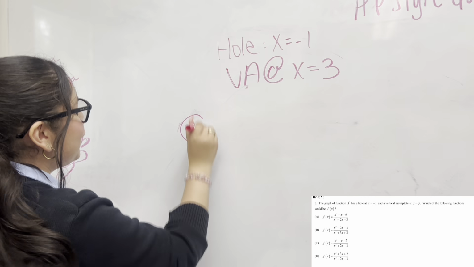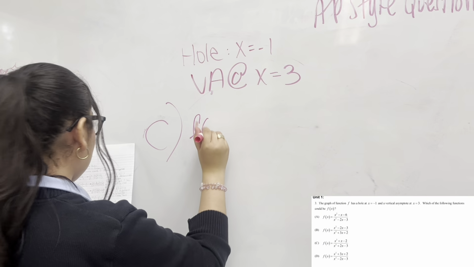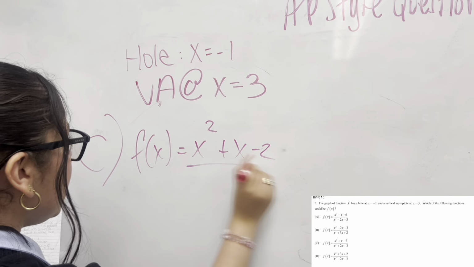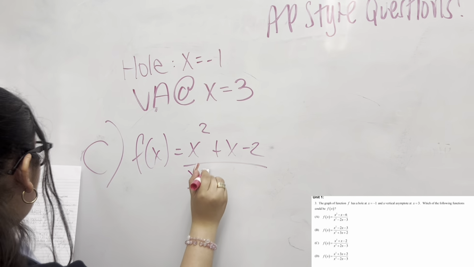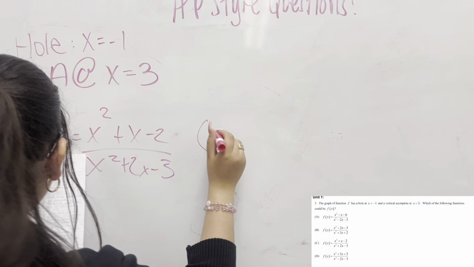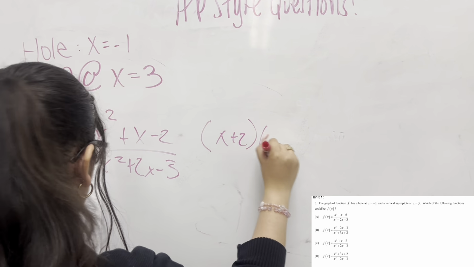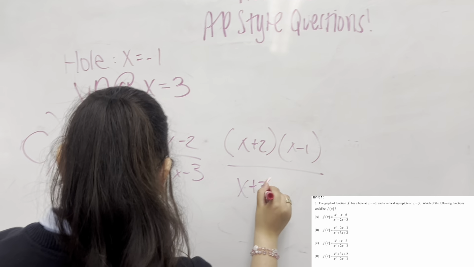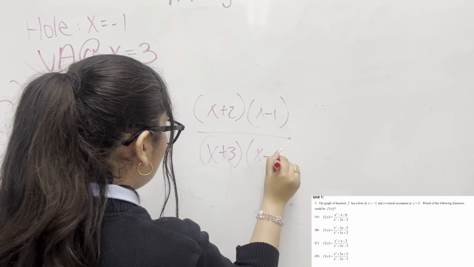Now let's solve for C. We have f of x equals x squared plus x minus 2, and a denominator of x squared plus 2x minus 3. Factored out, the numerator is x plus 2, x minus 1, and the denominator is x plus 3 and x minus 1.